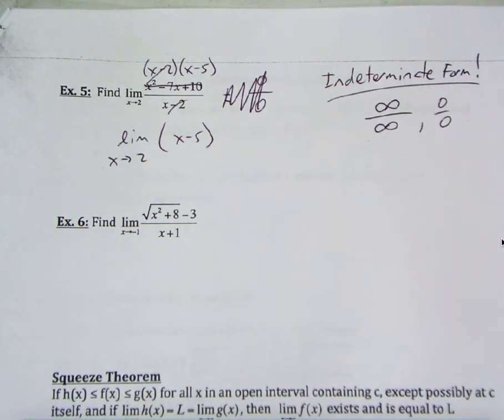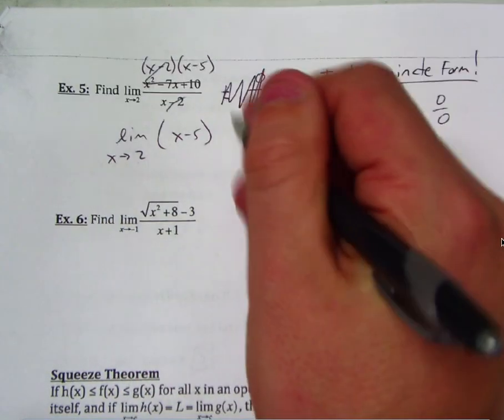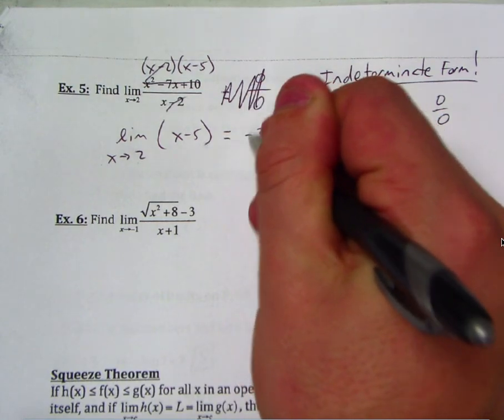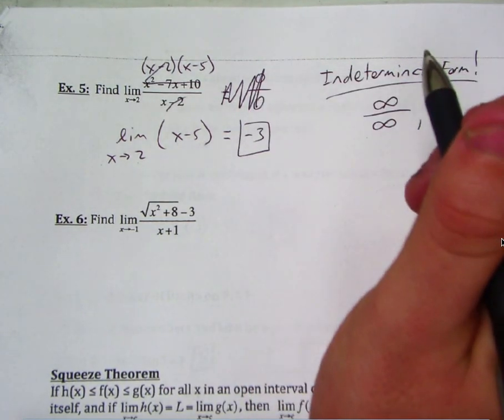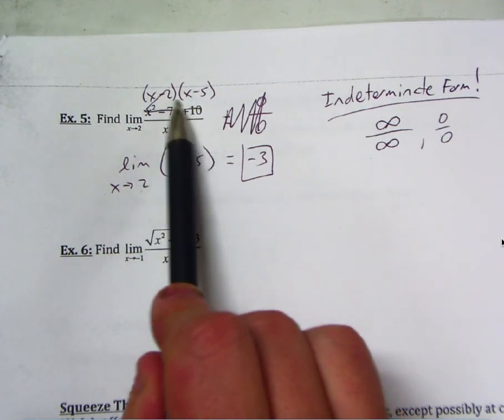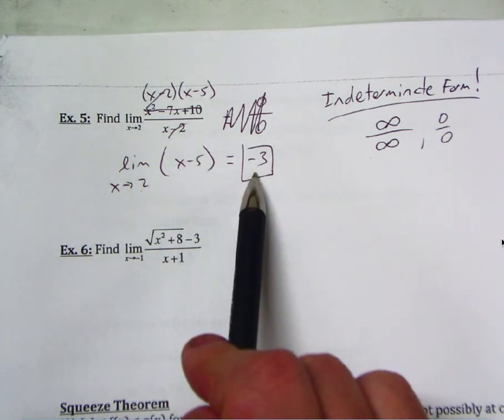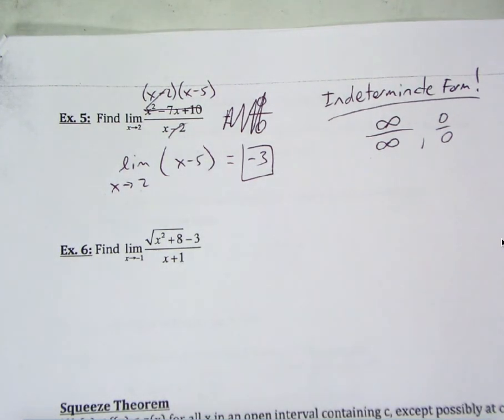And now we can try direct substitution again. So we've eliminated the hole. Now we plug 2 in for x, and we get 2 minus 5, which is negative 3. And really what this is telling you is, in this original function right here, there was a hole at 2, and in fact, that hole existed at 2 comma negative 3. That's what this is finding right here.